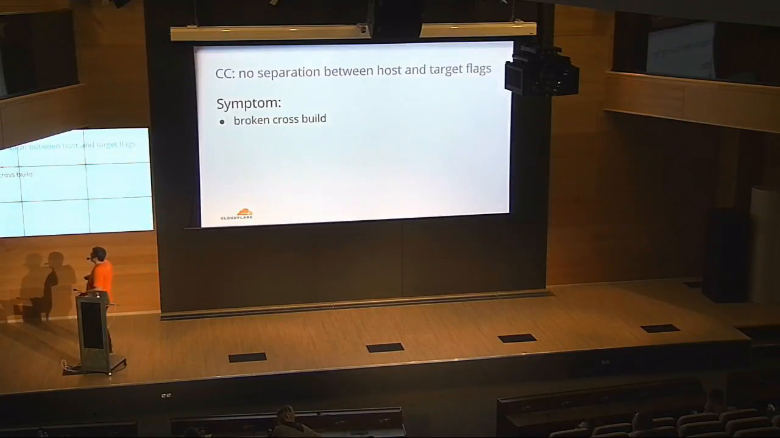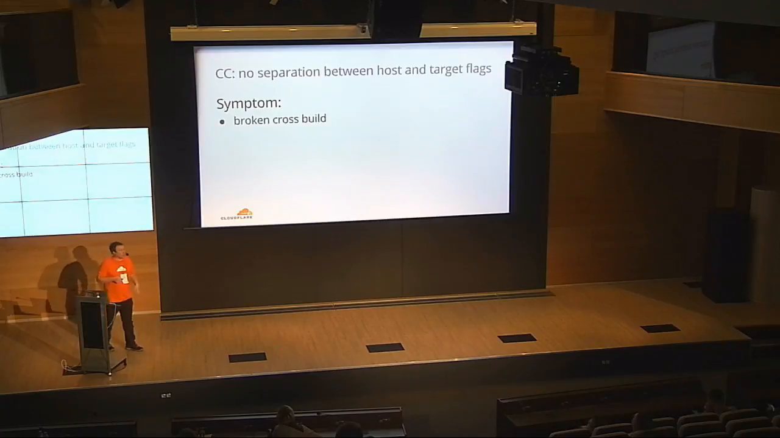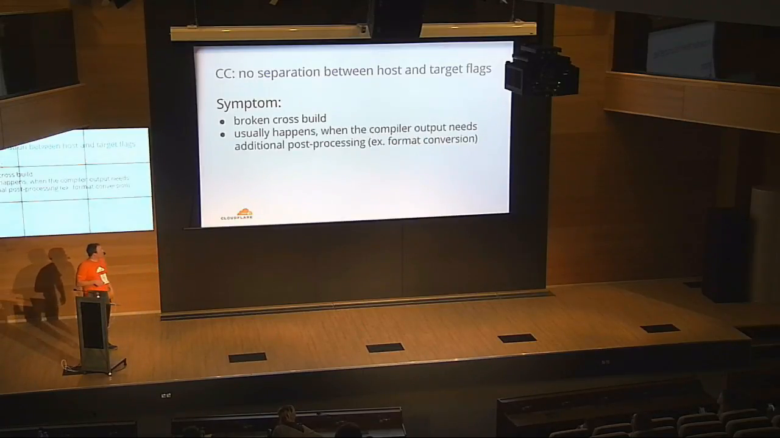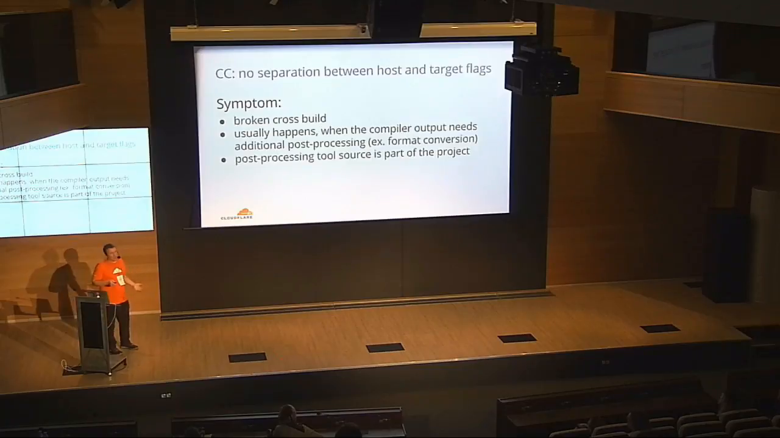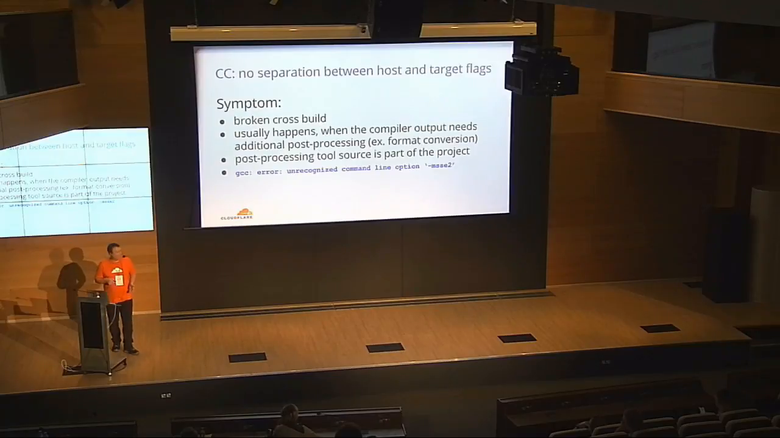The second symptom we encountered: just broken cross-compilation. The project compiles natively fine, ARM to ARM, but the cross-compilation is broken, so developers are not very happy about it because they cannot test the build on their local systems. This usually happens when the compiler outputs need some additional post-processing, like a format conversion. The repository is set up in a way that the post-processing tool source is part of the project, and you get a similar error, like unrecognized command line option.